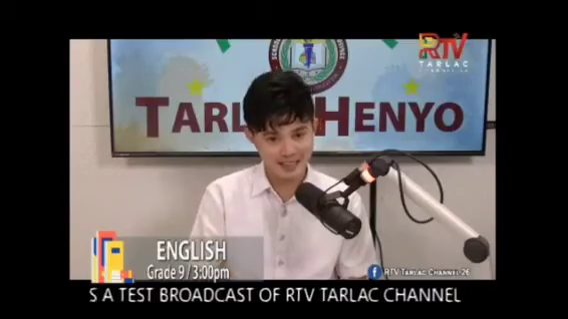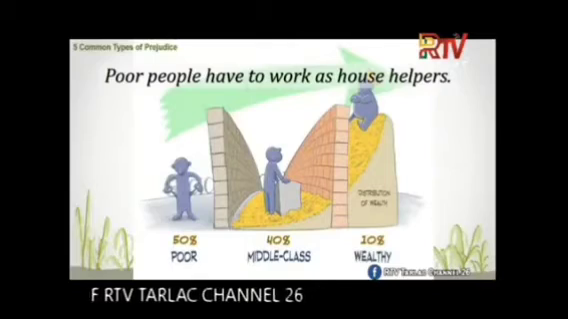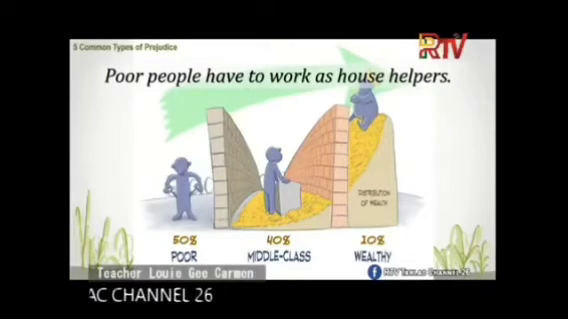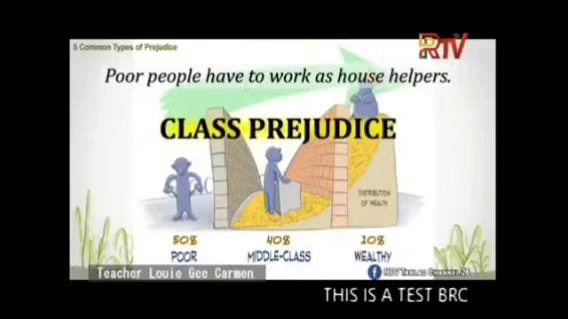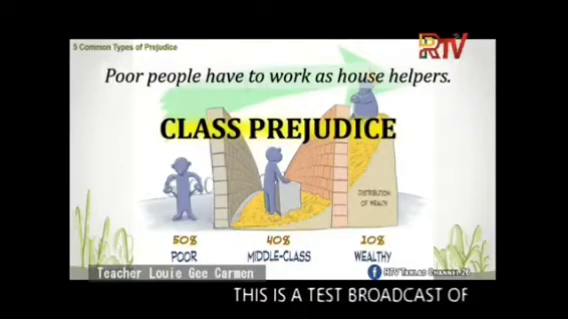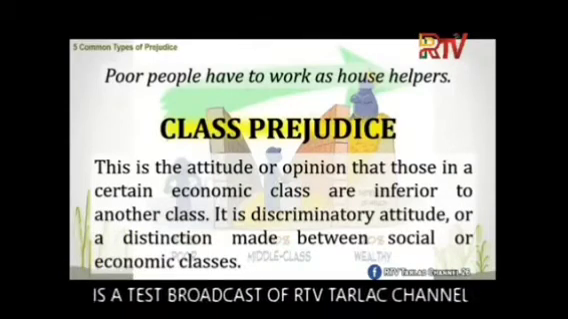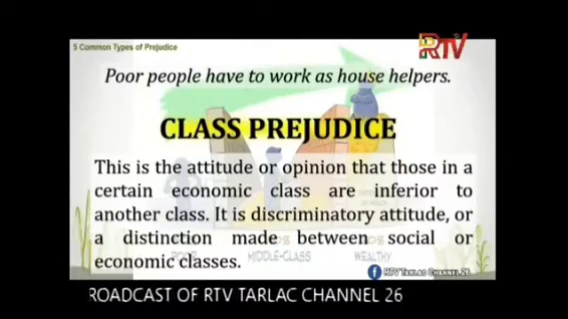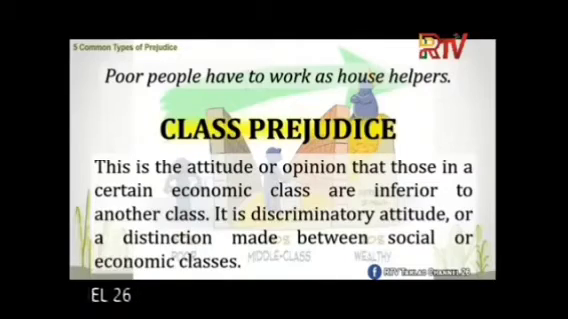Now let's take a look at the last statement. Poor people have to work as house helpers. This is a very insulting opinion against the poor, isn't it? That is actually what we refer to as class prejudice. Why does it call class prejudice? Because this is the attitude or opinion that those in a certain economic class are inferior to another class. It is a discriminatory attitude or a distinction made between social and economic classes.